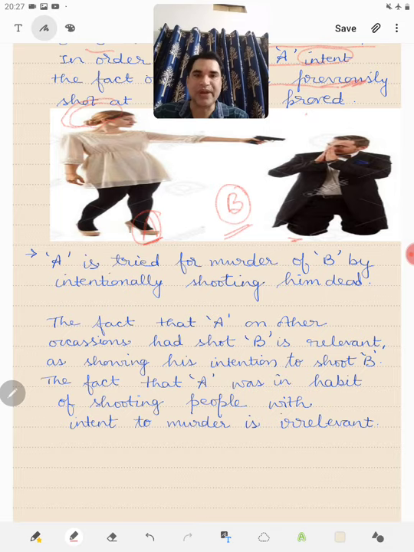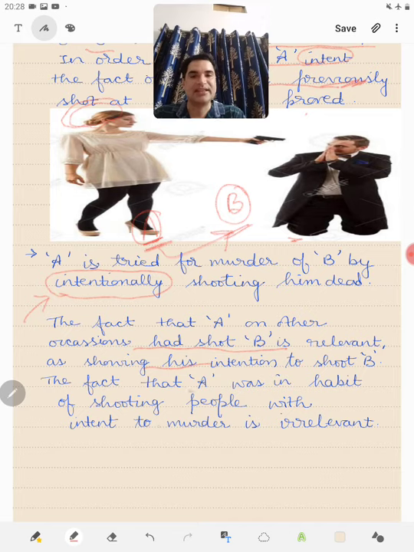Now, what about the fact of whether this act was intentional, how do we prove it? Or the state of mind of A while she was shooting at B, how do we prove it? So, the fact that on earlier occasions also A has done the same act of shooting at B with the intention of killing him would be relevant.